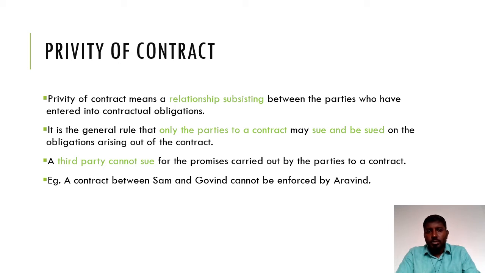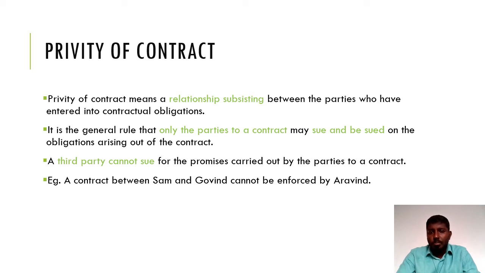So finally, we look into what is privity of contract when we talk about consideration here. So privity of contract is the relationship subsisting between both the parties, who are the promiser and the promisee, who have entered into contractual obligations with each other. So that is a relationship. So privity of contract is a relationship between the two parties. So there is a general rule that when two parties come into a contract with each other, only the parties to the contract may sue or be sued.